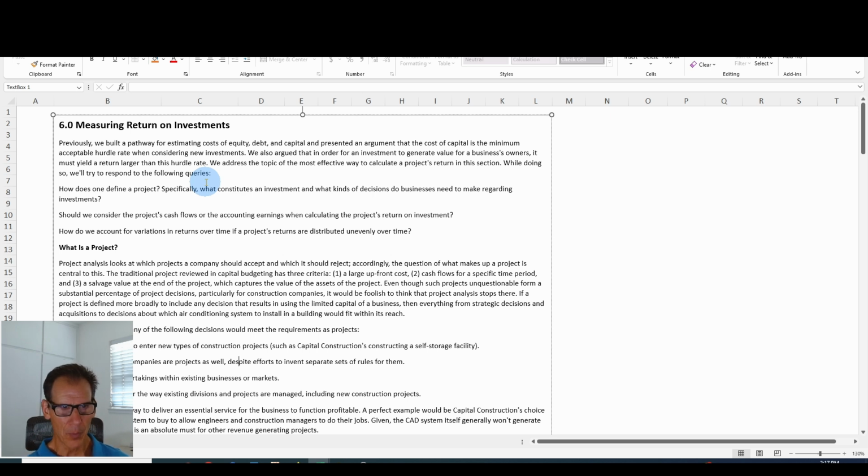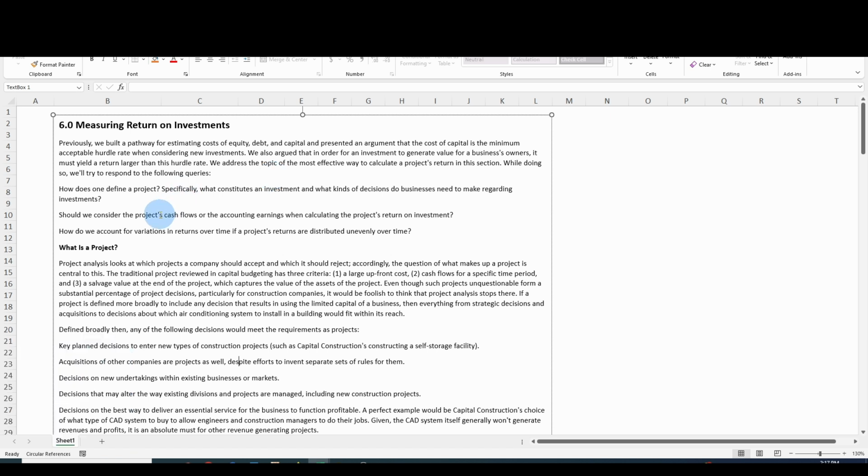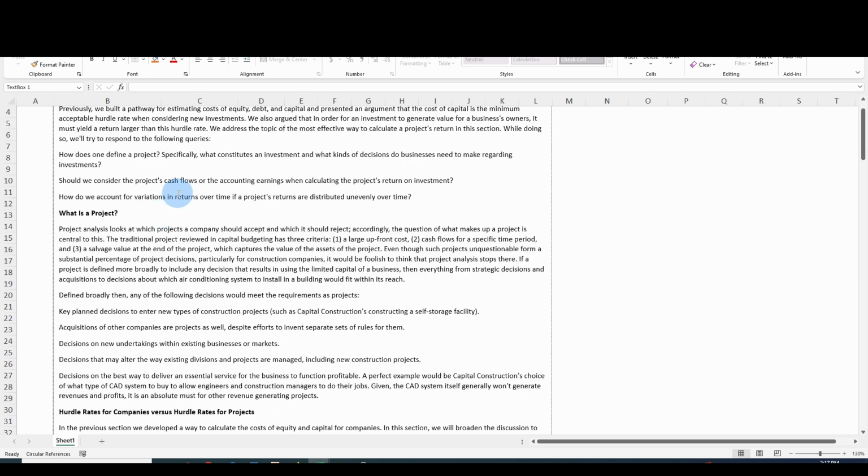While doing so, we'll try to respond to the following queries. How does one define a project? Specifically, what constitutes an investment and what kinds of decisions do businesses need to make regarding investments? Should we consider the project's cash flows or the accounting earnings when calculating the project's return on investment? How do we account for variations in returns over time if a project's returns are distributed unevenly over time?